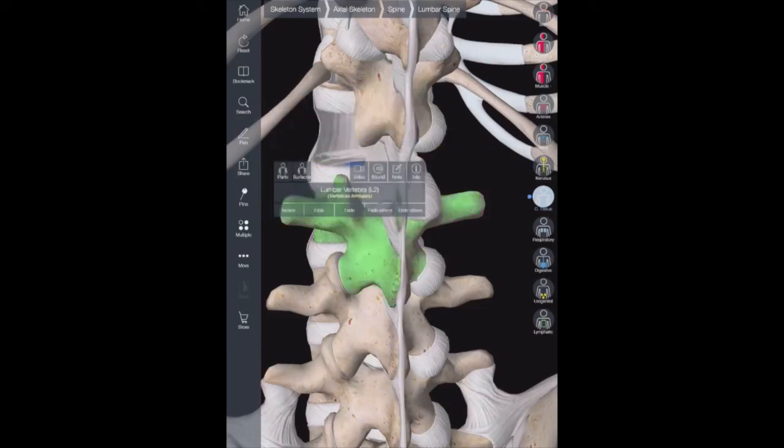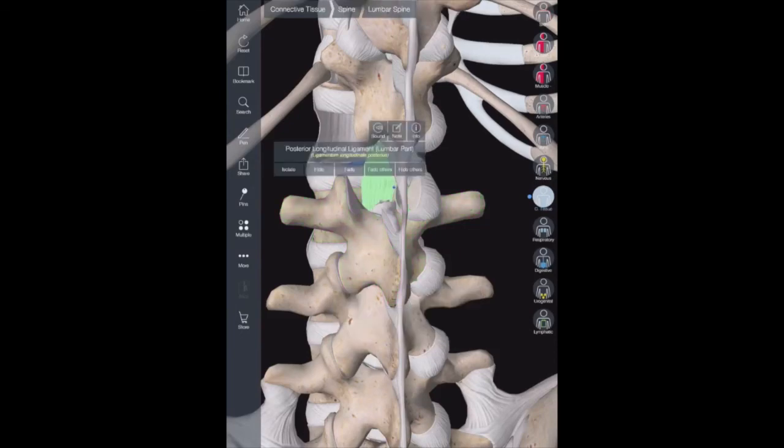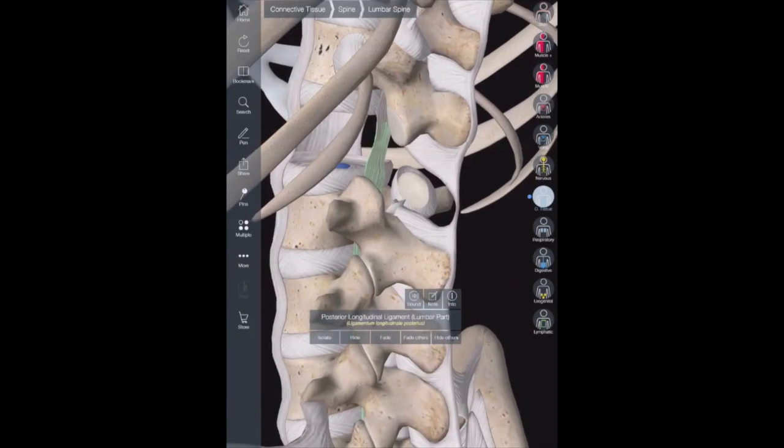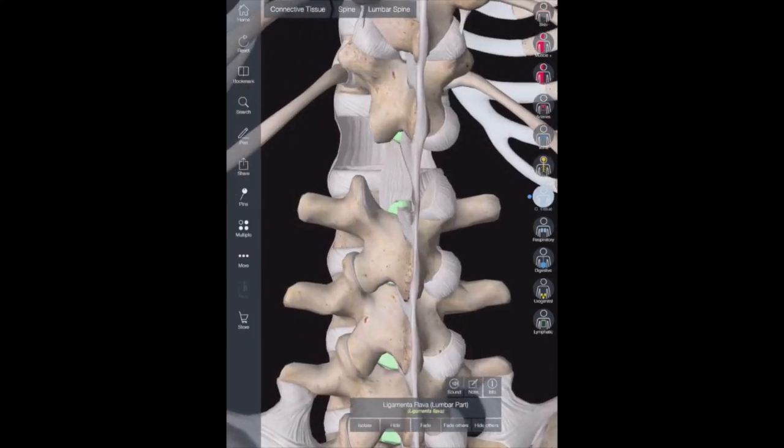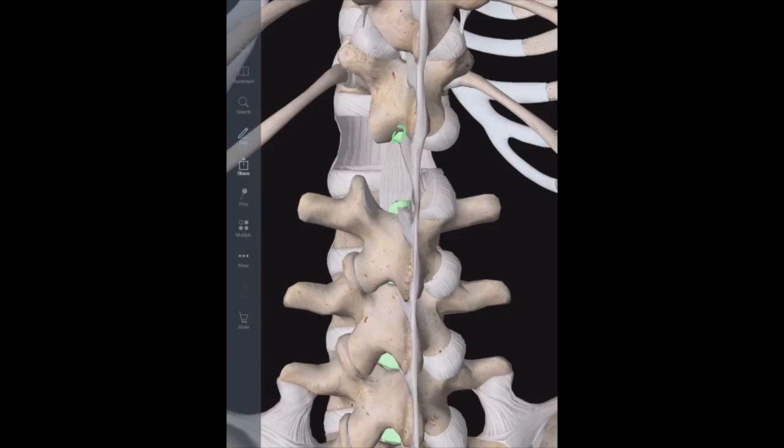Now let's hide one of these vertebrae, and what we will see down here is the posterior longitudinal ligament. And you can see we had the anterior longitudinal ligament running along the anterior surface of the vertebral bodies, and here we have the posterior longitudinal ligament running along the posterior portion of the vertebral bodies. One other ligament is this small ligament here, the ligamentum flavum, and there's a ligamentum flavum up here. I'll just circle those here, and they again join adjacent vertebra.